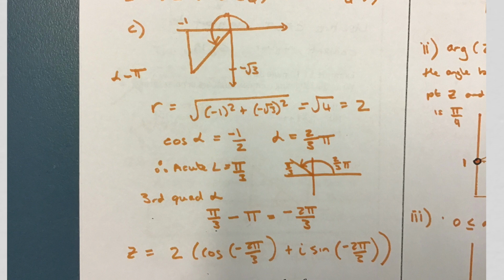And I'm in the third quadrant. So if I say pi over 3 minus pi, that will give me the third quadrant reduction, which is minus 2/3 pi. You obviously don't want to use 2/3 pi because that's the second quadrant and your angle's in the third quadrant.